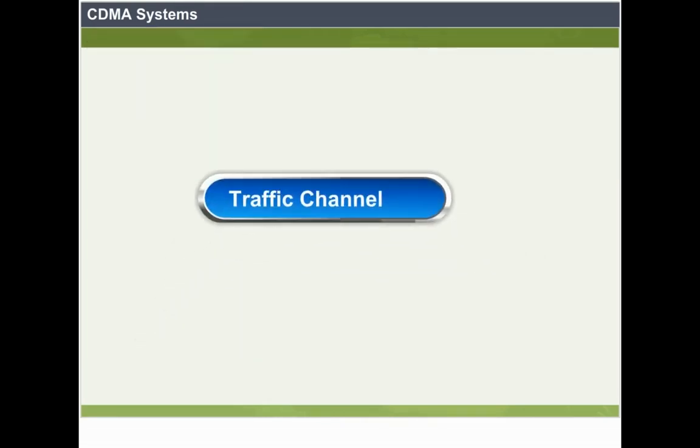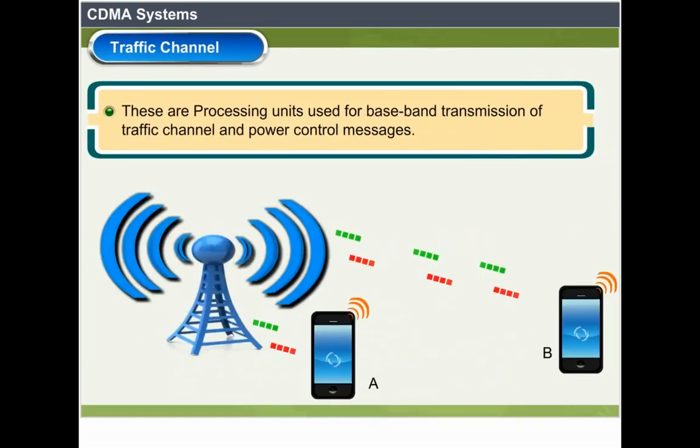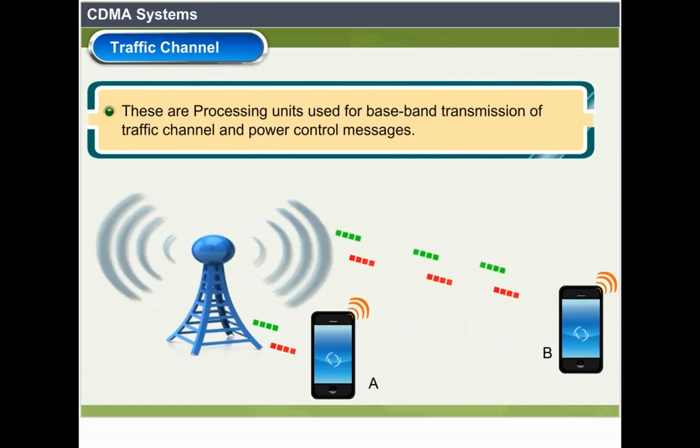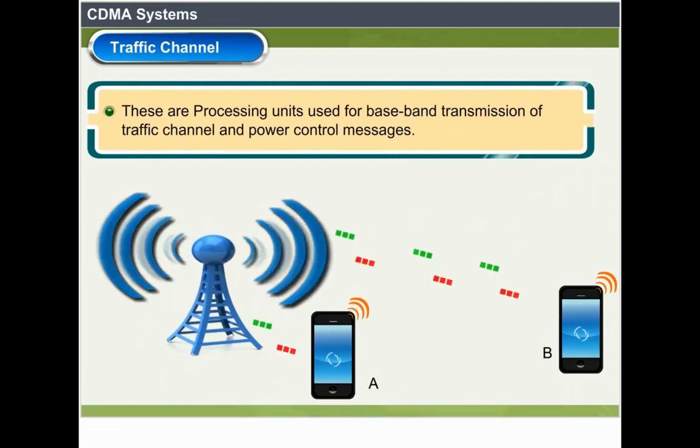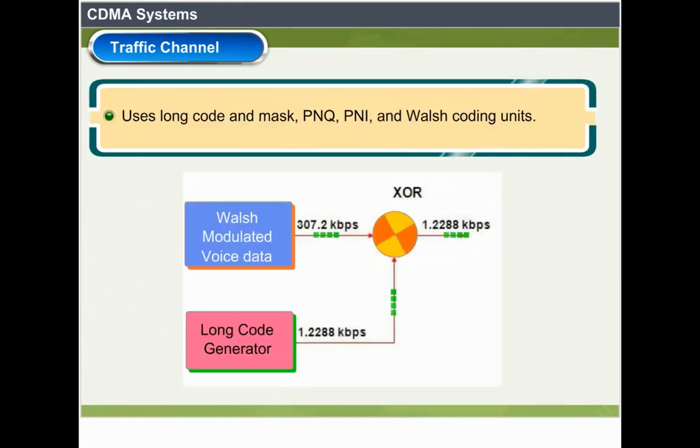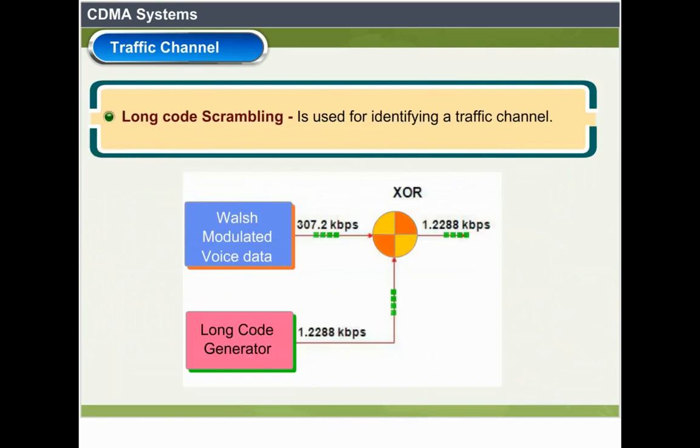Traffic channel. Processing units used for baseband transmission of traffic channel and power control messages. It uses long code and mask, PNQ, PNI, and Walsh coding units. Long code scrambling is used for identifying a traffic channel.